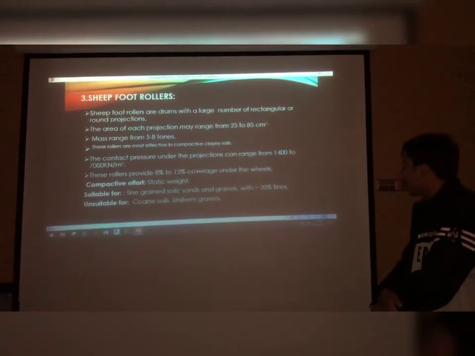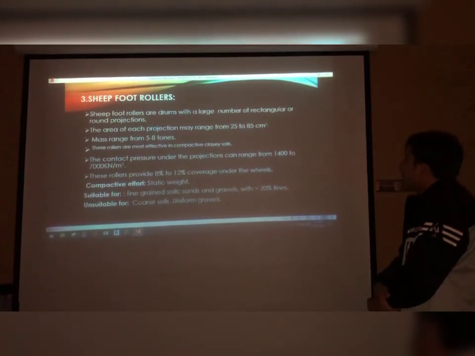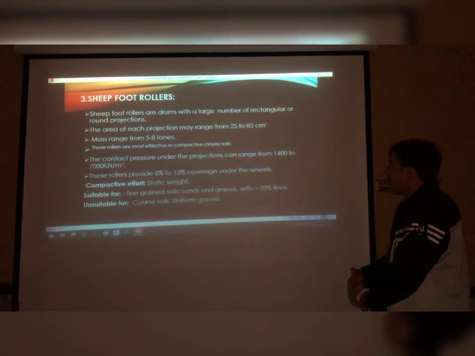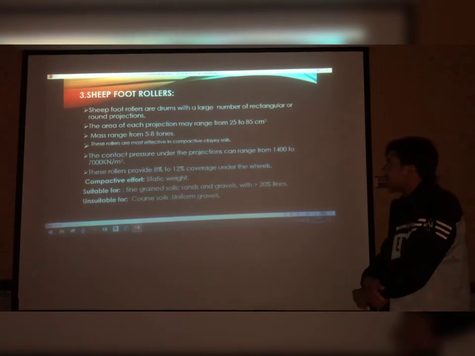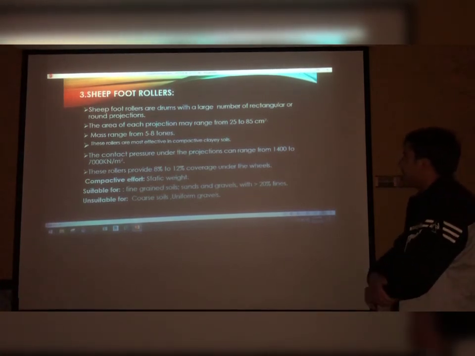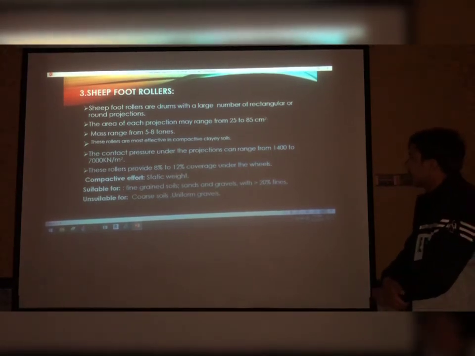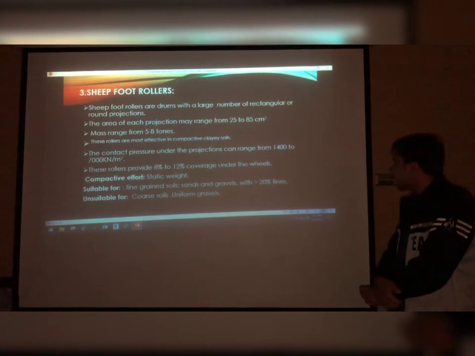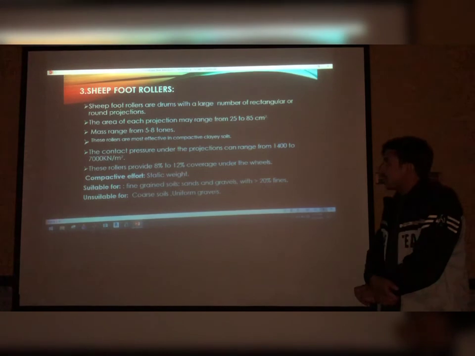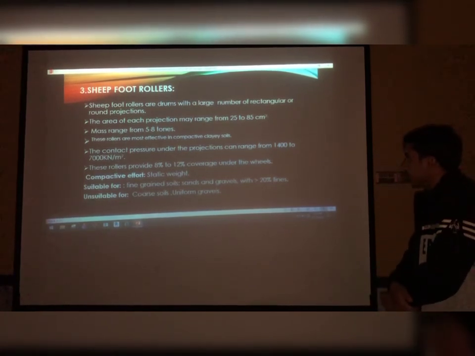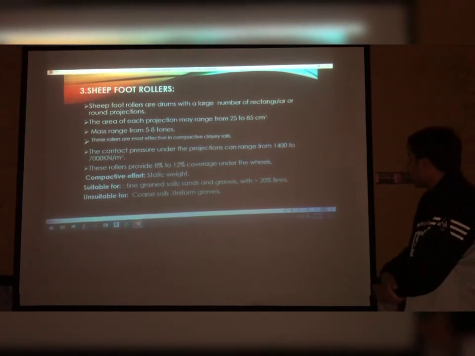Sheepsfoot rollers are drums with a large number of rectangular or round projections or feet. The area of each projection may range from 25 to 85 square centimeters. The mass is available from 5 to 8 tons. These rollers are most effective in compacting clay soils. The contact pressure under the projections can range from 1400 to 7000 kN per square meter. These rollers provide basically 8 to 12% coverage area under the wheels.